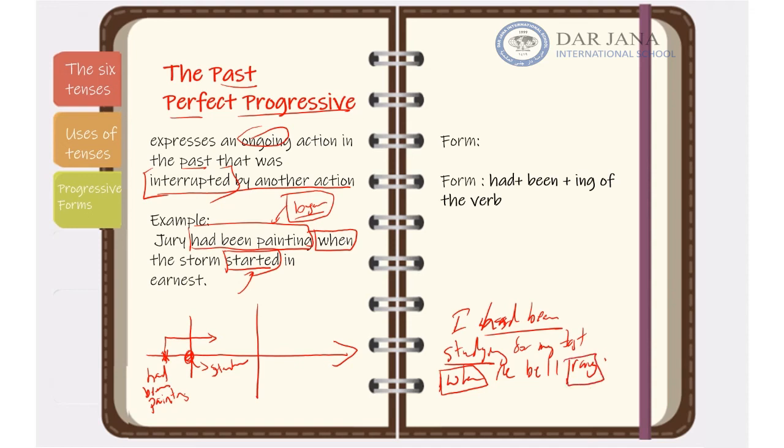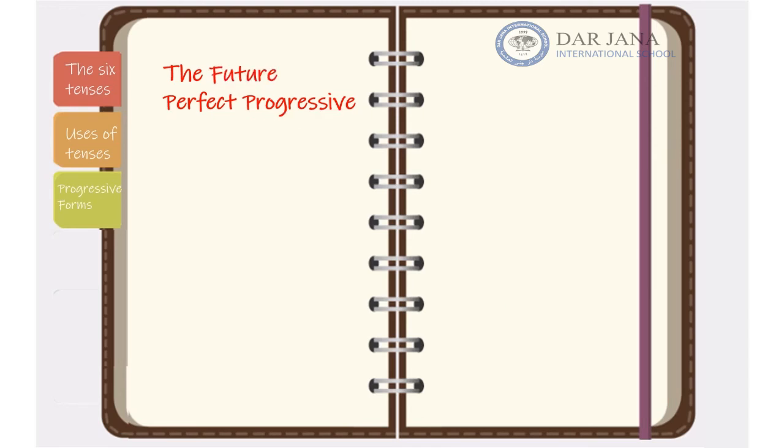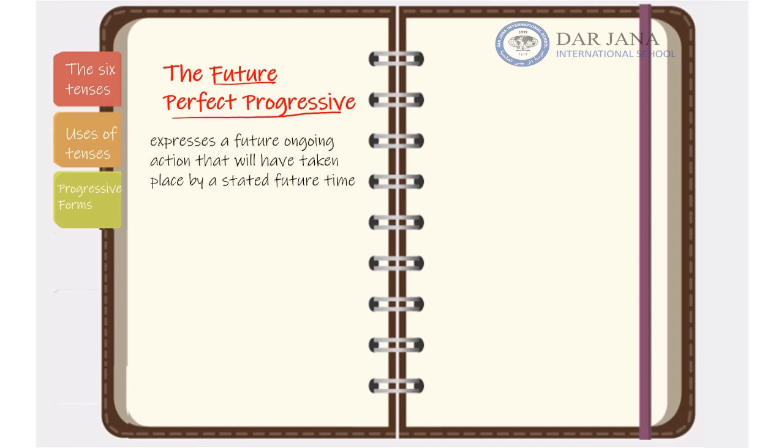Okay, so how to conjugate that? It's had plus been plus ing of the verb. Let's move on to the last one, the future perfect progressive. It expresses a future ongoing action that will have taken place by a stated future time.